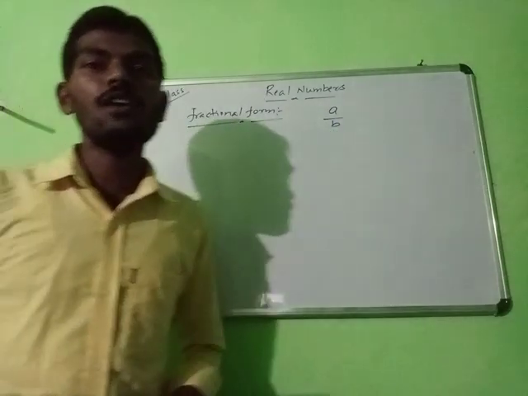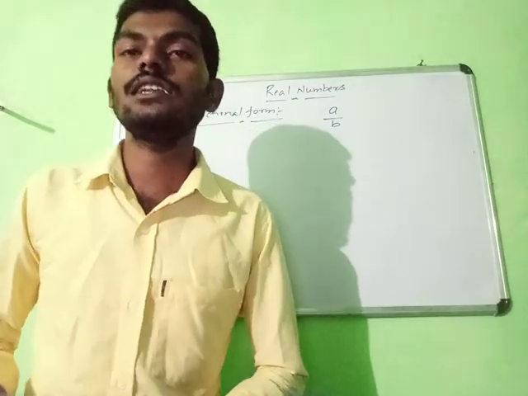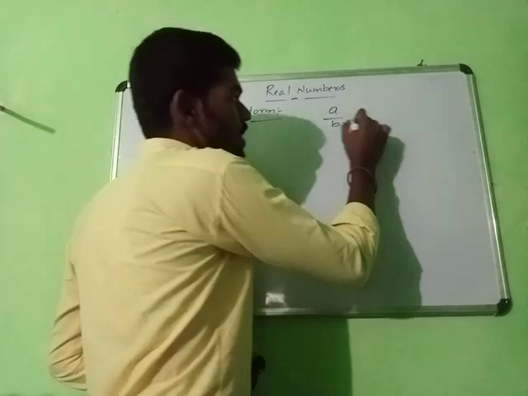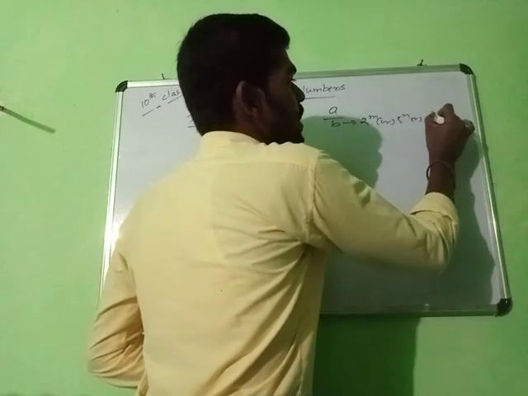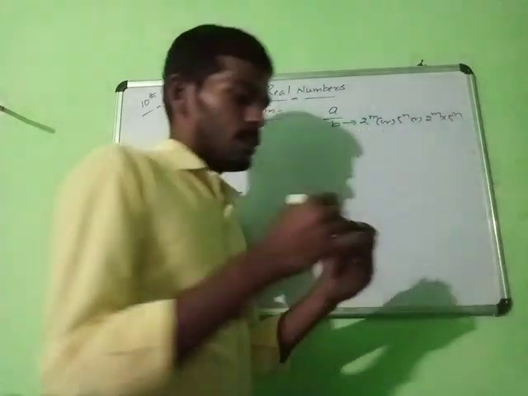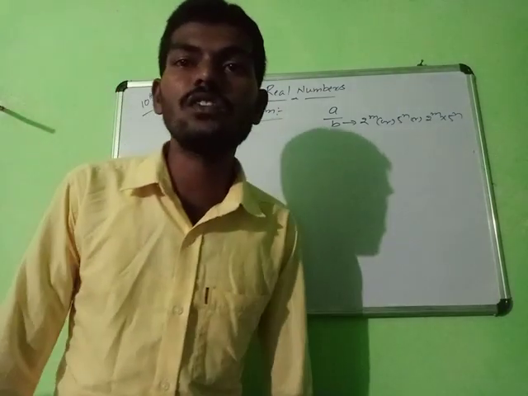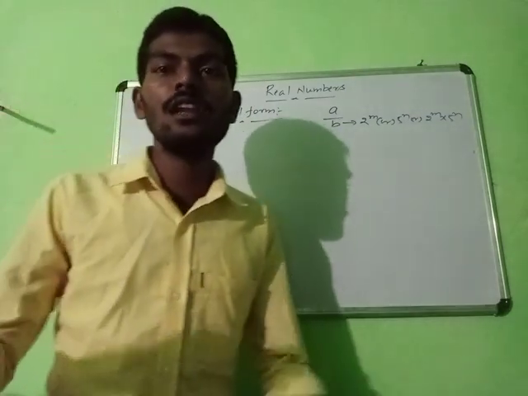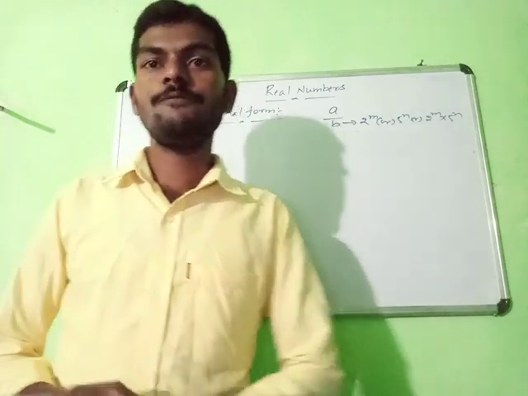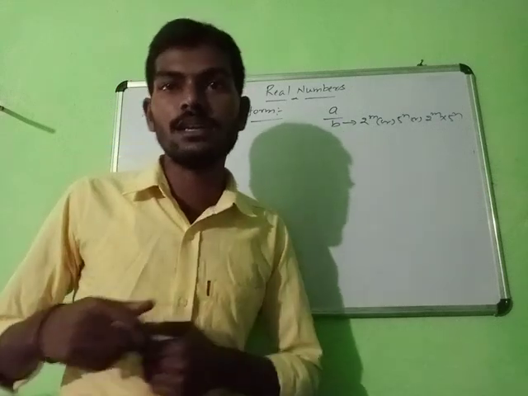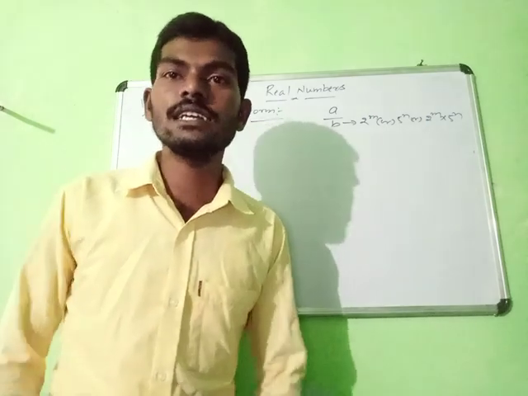In any fraction, if the denominator is in the form of 2 power m, or 5 power n, or 2 power m into 5 power n, that is always a terminating decimal number. Terminating decimal number.